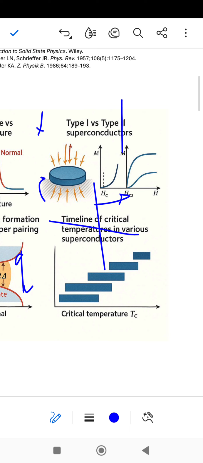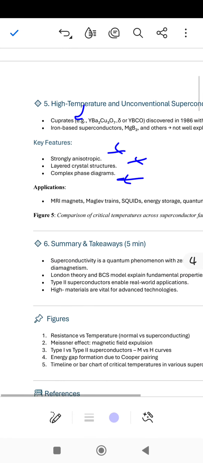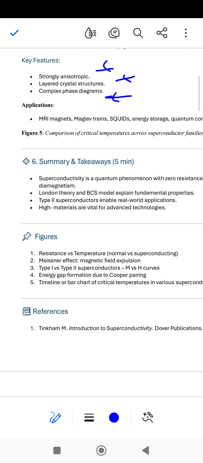6. Summary and takeaways. Let's conclude the session. Superconductivity is marked by zero resistance and the Meissner effect. London equations explain magnetic behavior. BCS theory describes quantum pairing and the energy gap. Type 2 superconductors with mixed states are key to practical technologies. High-temperature superconductors are a class of materials with extraordinary applications and rich physics, still being explored.